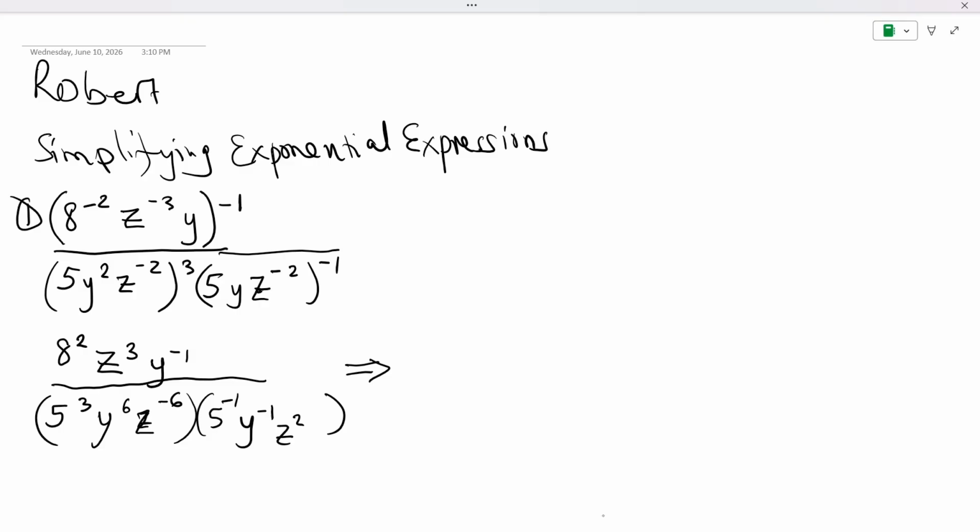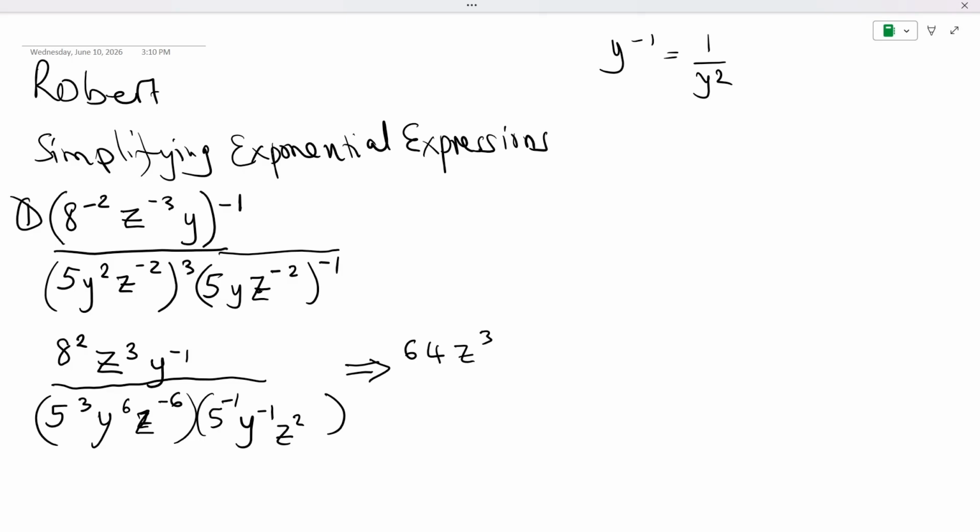Now, at the top, we have 8 squared, which is 64. And then we have z to the power 3. And then we have y to the power 1 to the power minus 1. And any base with a negative power is equal to the reciprocal of that base to that given power, positive.